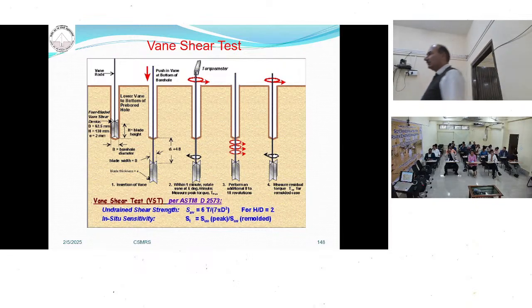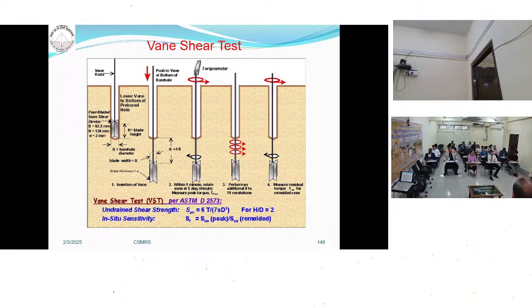So this is the picture. You can see it here. This is my borehole. This is my depth. After that, I will insert the vane into the ground. This length should be a minimum of 5 times the diameter of the borehole. After that, I will rotate it and determine the maximum torque. With the help of this formula, I can calculate the shear strength.